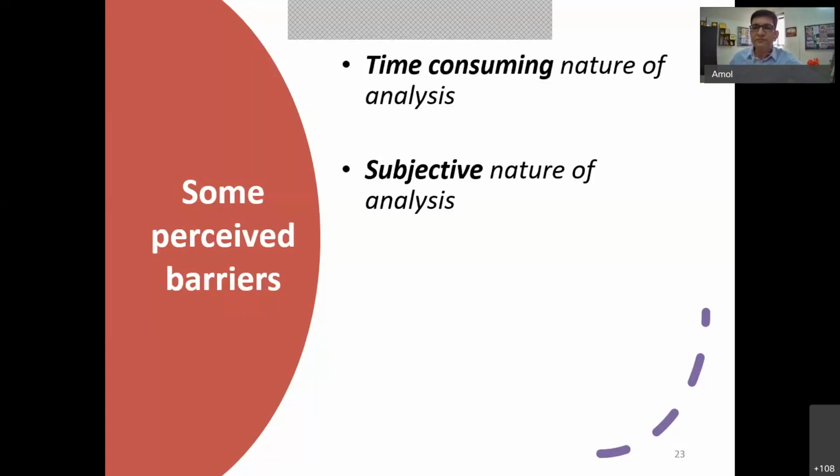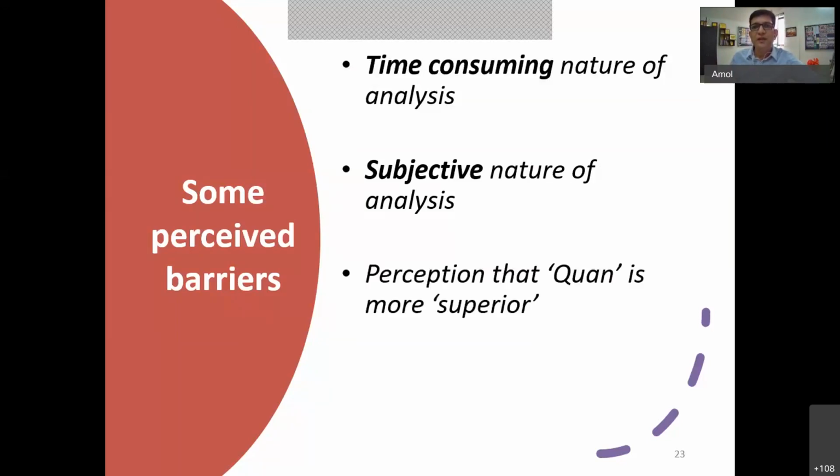People fear the subjective nature of analysis. And we don't need to worry about it, because that is the assumption, that knowledge is subjective in nature. Then people have a perception that quantitative research is more superior over qualitative.